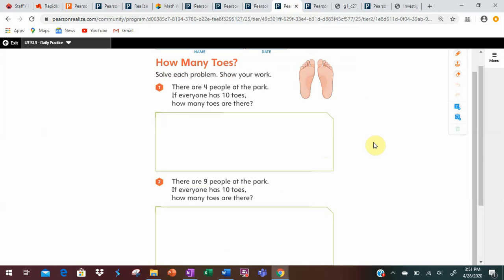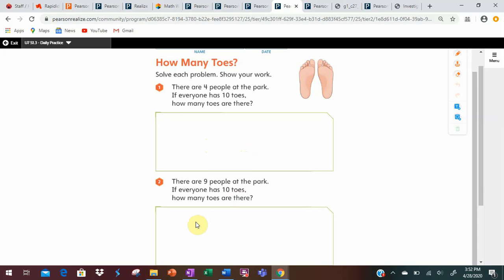Okay, so we're going to move on in your book. This is page 295. This is the first page you're going to do today. It says there are 4 people at the park. If everyone has 10 toes, how many toes are there? So draw your circles, figure that out in this, show your work in this box. Remember to write your answer so that we know what your answer is.